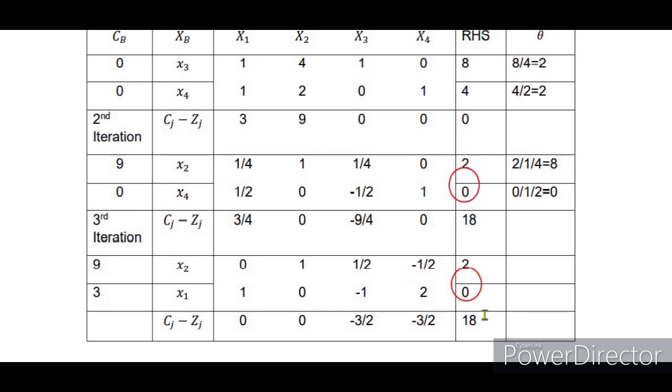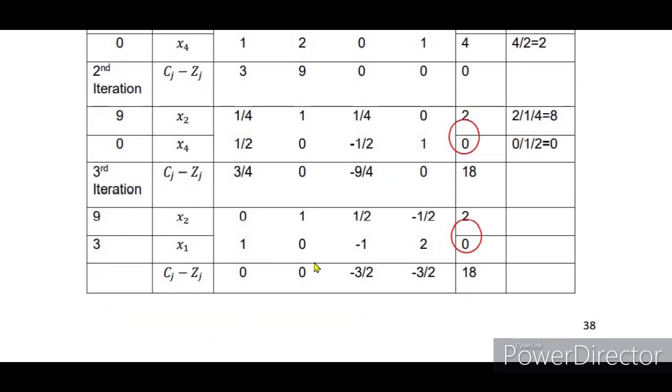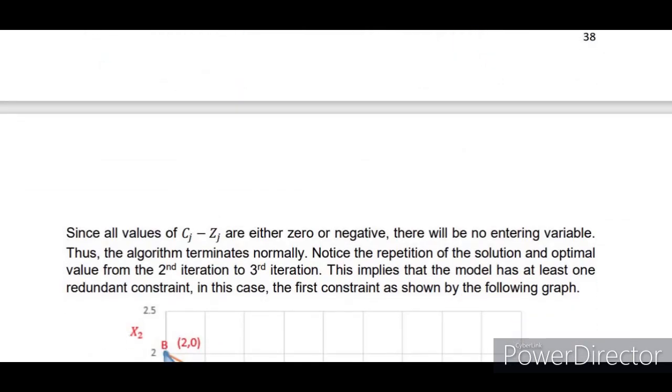Okay, so next, 0 times 1/4 is equal to 0. So the previous value is 2. So 2 minus 0 is 2. Okay, so now we can compute for the optimal value because everything here in the cj minus zj is 0 or negative. So the optimal value is 18. So now, since all values of cj minus zj are either 0 or negative, there will be no entering variable. Thus, the algorithm terminates normally.